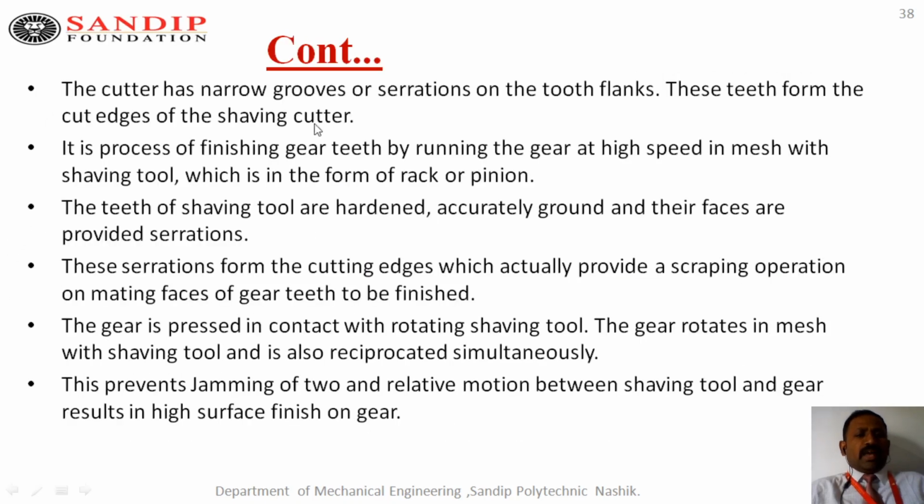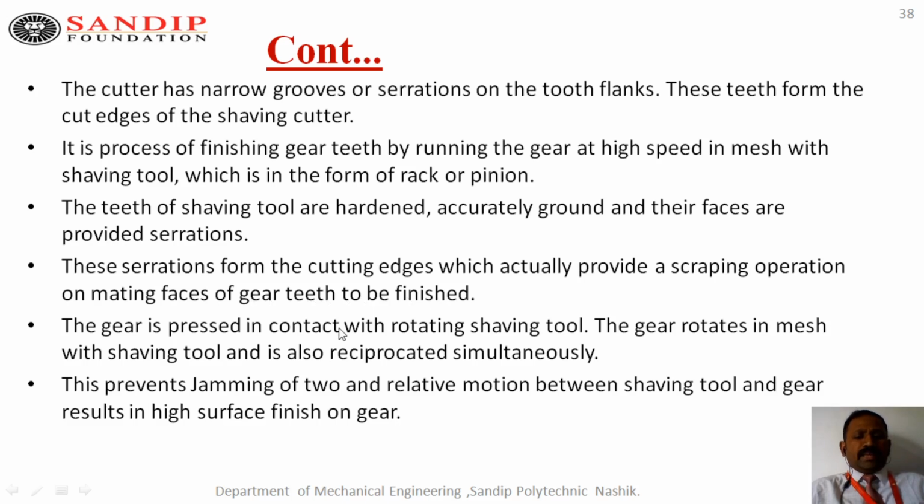This cutter has narrow groove serrations on the tooth flank, which form the cutting edges of the shaving cutter. The process finishes gear teeth by running the gear at high speed in mesh with the shaving tool, which is in the form of a rack or pinion. So the speed should be high. The teeth of the shaving tool are hardened, accurately ground, and their faces are provided with serrations. These serrations form cutting edges which provide a scraping operation on the mating faces of the gear tooth to be finished.